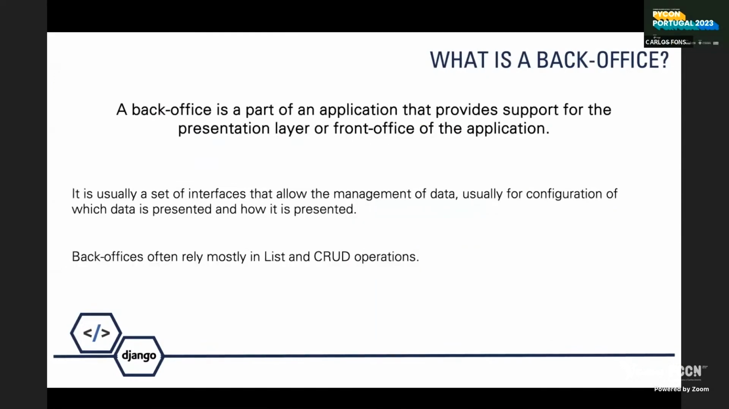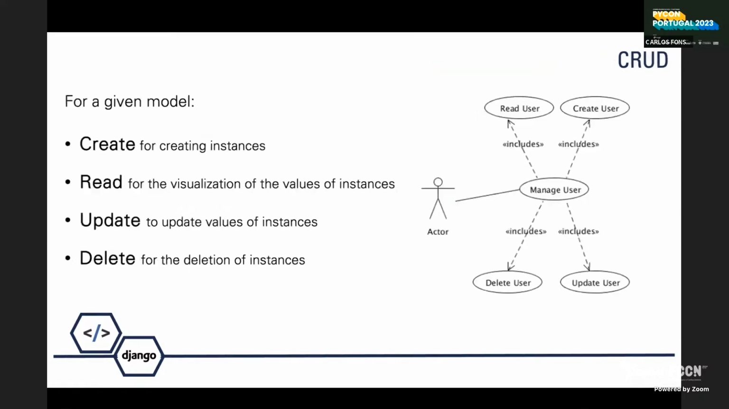So what is a back office, for the people that don't know or aren't a part of the field? A back office is the part of an application that provides support for how we interact with and how we view the front office or the presentation layer of the application. And it is usually a set of interfaces that allow us to manage the data, control how it is presented and which data is presented. So as I said, back offices are mostly just lists and CRUD operations. So it's usually not very hard stuff.